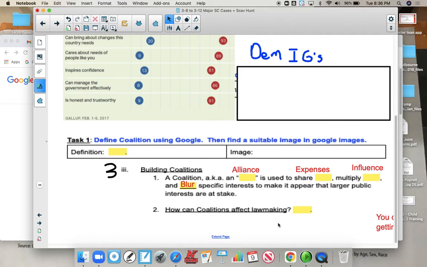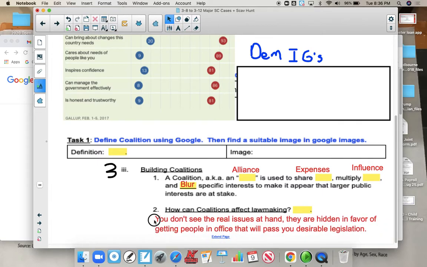How can coalitions affect lawmaking? This is a longer answer, so take some time to type this in. It is this: you don't really see real issues. You don't see the real issues at hand. They are hidden in favor of getting people in office that will pass your desirable legislation. Okay? So these coalitions are supporting the individuals to help get their laws passed.